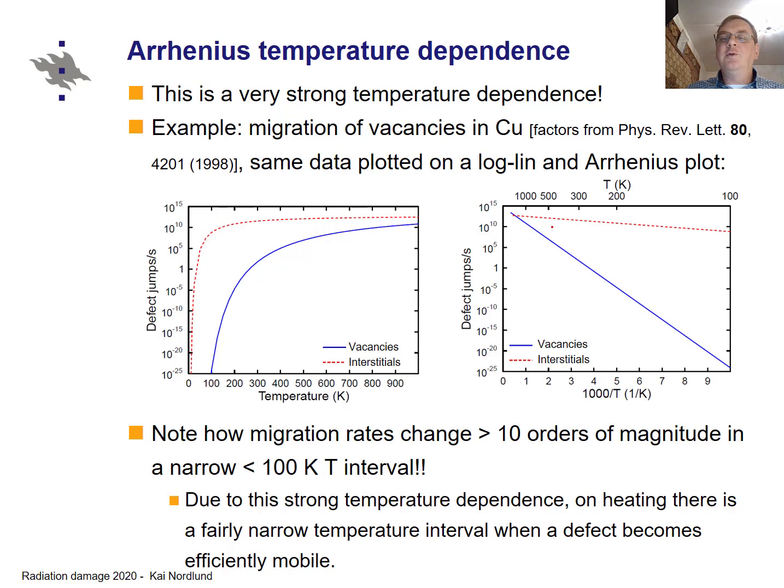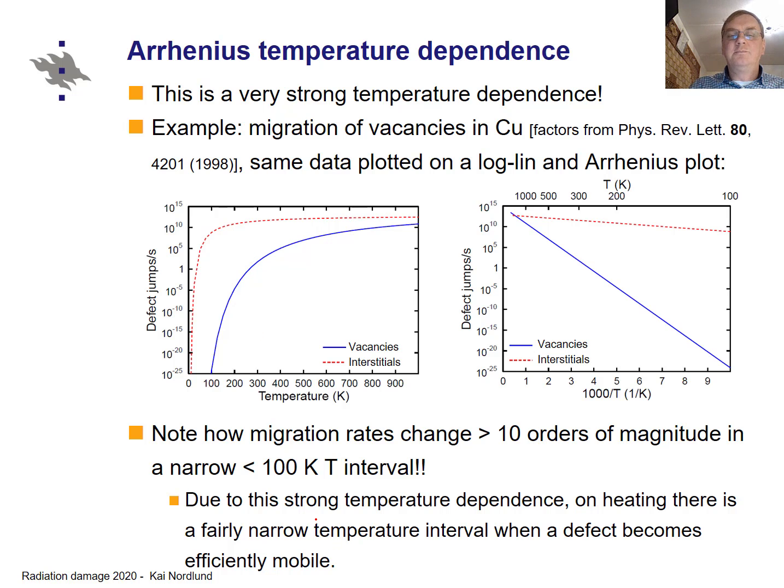The reason people do this is that if you take an exponential Boltzmann factor in an Arrhenius plot, it will look linear. Of course, especially before computers were available, it was much easier to fit curves on a linear-looking scale. But there is a practical consequence of the fact that there is some temperature interval where there is a very big increase in the defect jumps.